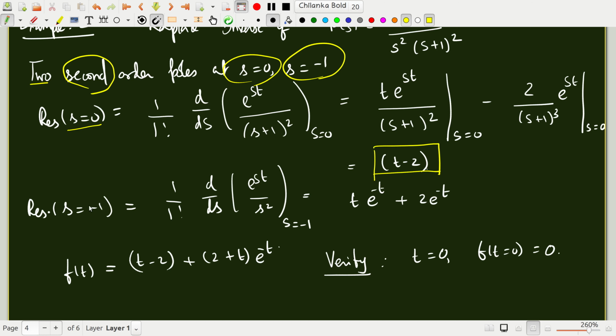If I similarly do the exercise for s is equal to minus 1, I have to multiply by s plus 1 the whole squared. That will cancel out this s plus 1 the whole squared.